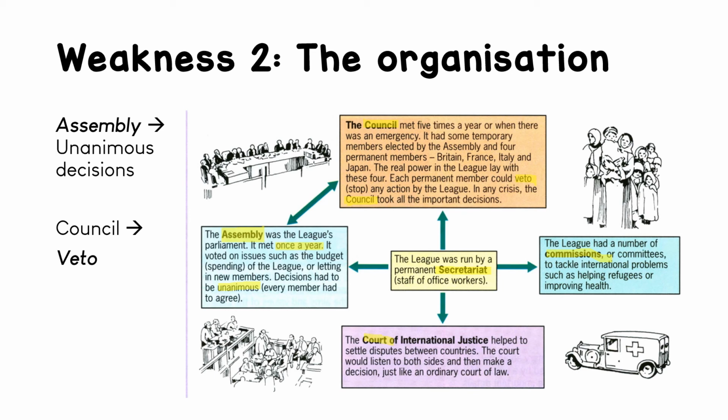Finally, there was also the judicial branch of the League, which is the Court of International Justice, that helps to settle disputes between countries. So just like any other court of law, it would listen to both sides of an argument and then would make a decision.